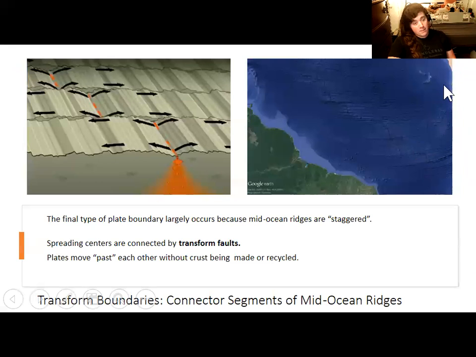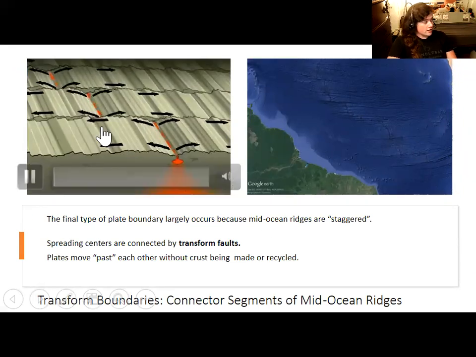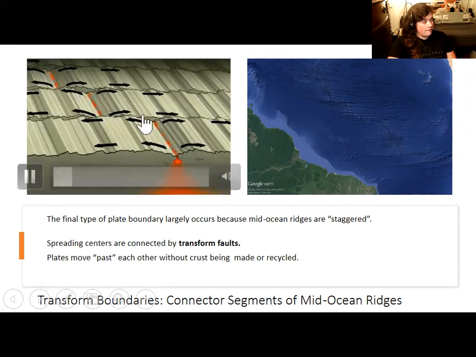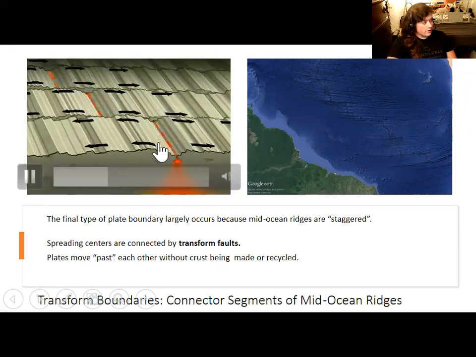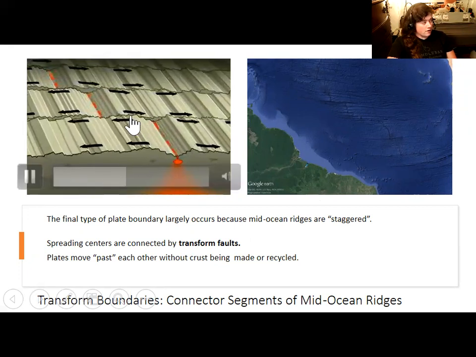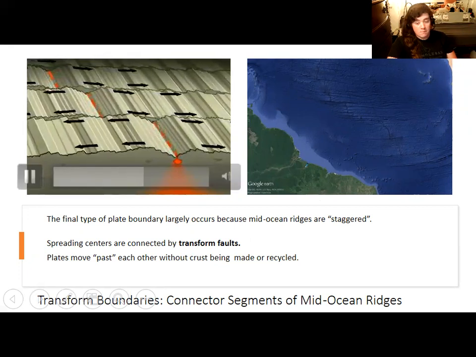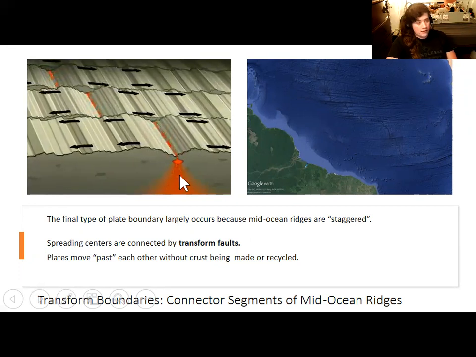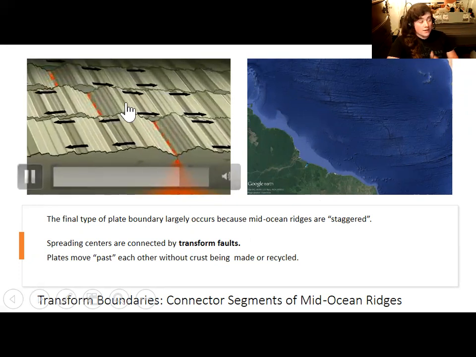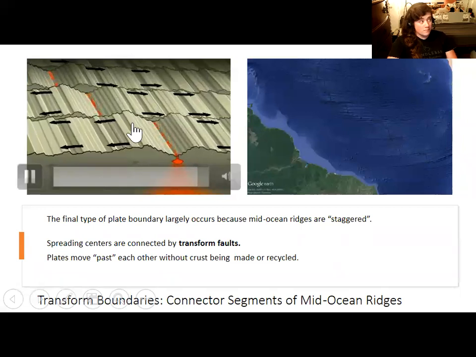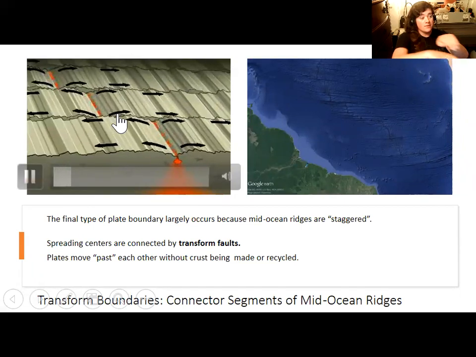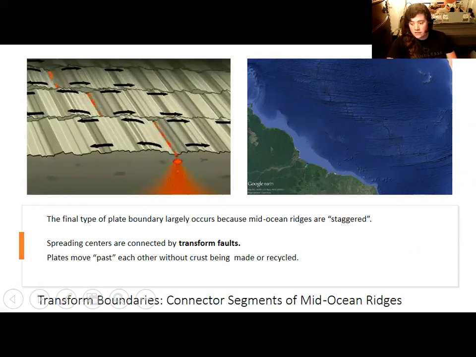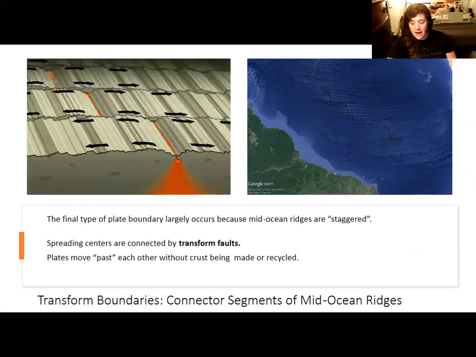The final type of plate boundary is a transform boundary, and these usually occur as the connector segments of mid-ocean ridge spreading centers. Now, if you notice, the divergent boundaries are staggered, and they are actually connected by transform boundary segments. You'll notice that the crust moves side by side. You don't have any volcanism occurring. You don't have crust being created or being recycled. You just have crust moving in opposite directions. And the plates move past each other.